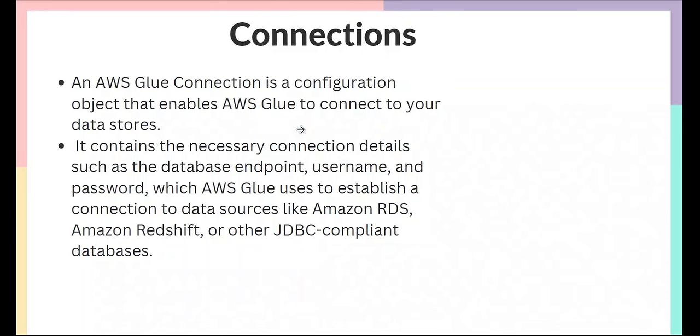In order to connect to that data, you need things like your credentials, username, password, database endpoint, and all those things. So you can create a configuration object which contains all those endpoints, usernames, and passwords, and store it in AWS Glue, which can later be used to connect to that data store.